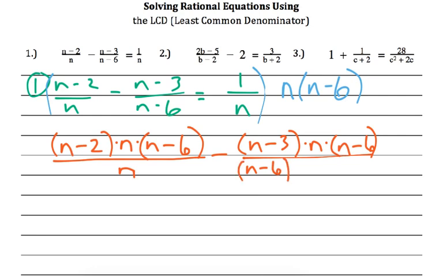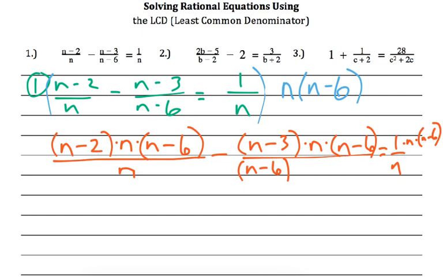Now I'm running tight on space. I wish I would have planned ahead better, but this is going to be equal to 1 over n, because now I've moved away from here and here, and I'm ready to throw my equal sign in there and deal with 1 over n. And just like the other ones, this is going to be times n minus 6. I think that ended up being decently clear.